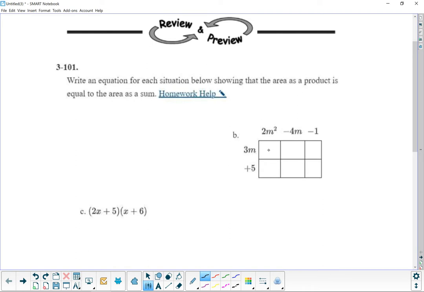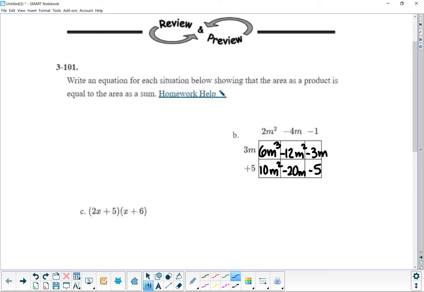So 3m times 2m squared would be 6m to the third, because there's m squared and another m makes m to the third. 3m and -4m makes -12m squared. And 3m and -1 makes -3m. Down below, second row, we have +5 and 2m squared makes a +10m squared. +5 and -4m makes a -20m. And +5 and -1 makes a -5.